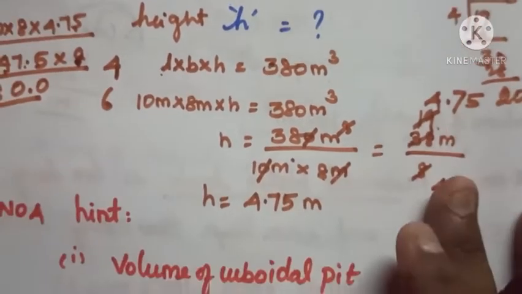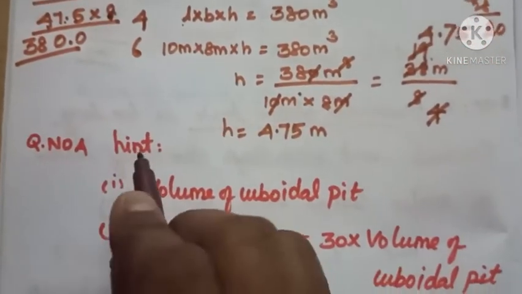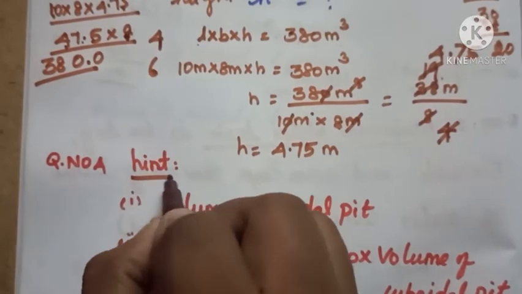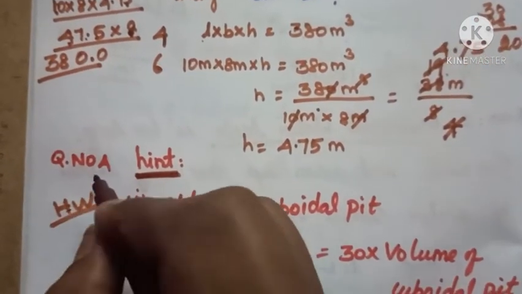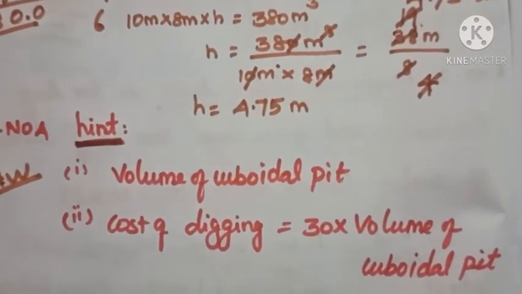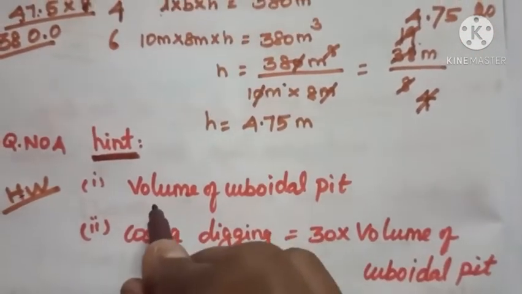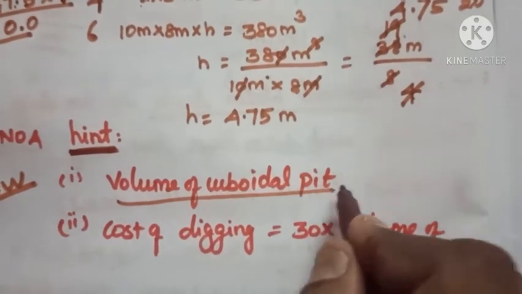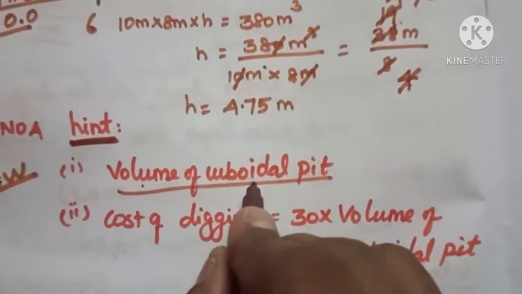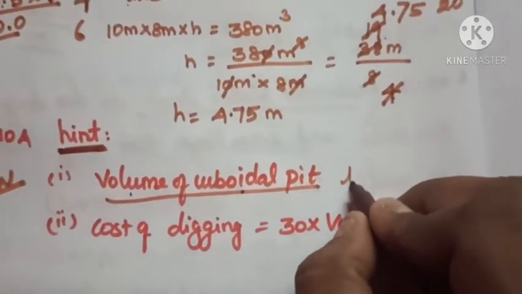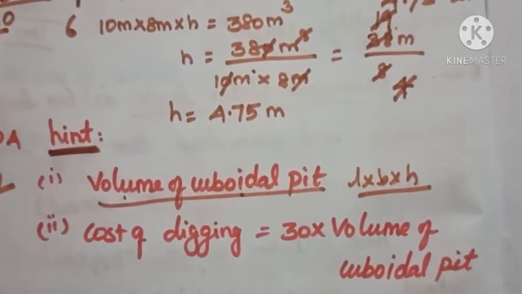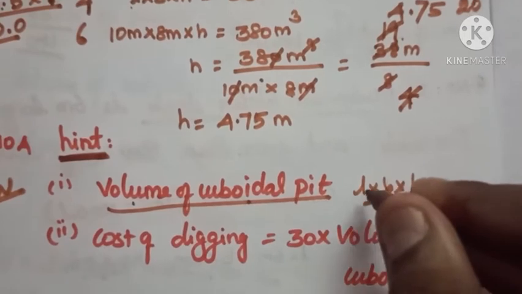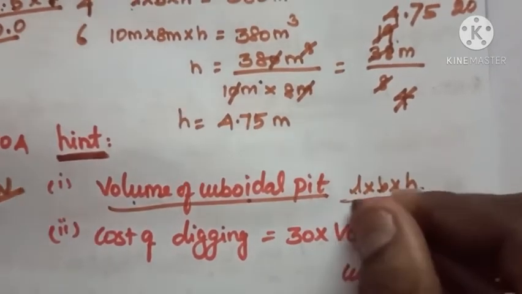Okay, next question number 4. It shows the hint, so you can understand this question also. It seems to be your homework. What does the hint mean? By using the given values, first you need to find the volume of the cuboidal pit. You know the formula, that is length into breadth into height as usual. The same you have in the question: you have length, breadth, height, these three-dimensional values.